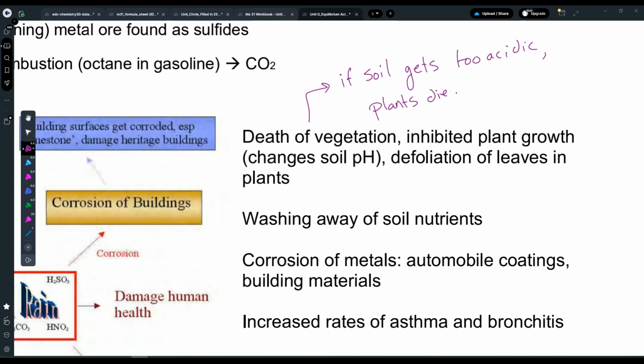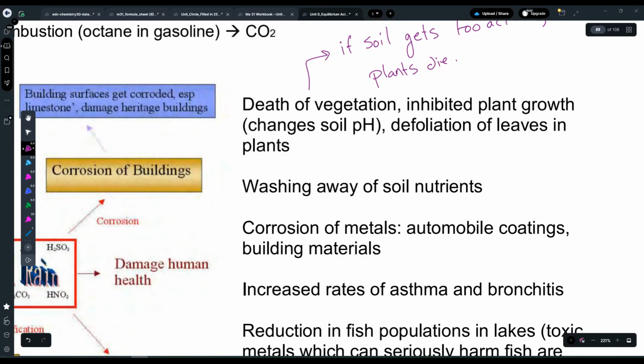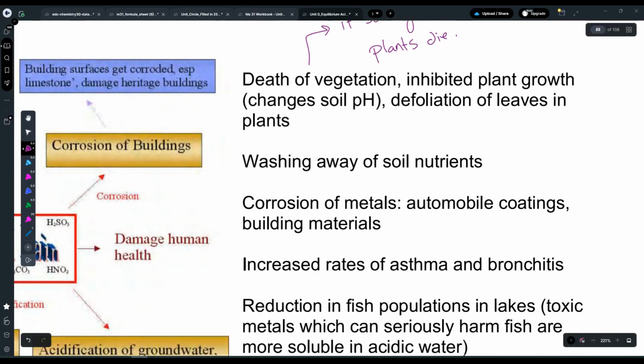Another thing that acid rain does, when it gets into the soil, is that the acidic components in acid rain break down minerals in the soil, which allows them to be carried off before plants are able to absorb those nutrients. So that's why it's saying washing away of soil nutrients. It's because the acid rain is breaking down minerals and causing them to wash away before plants can absorb them.